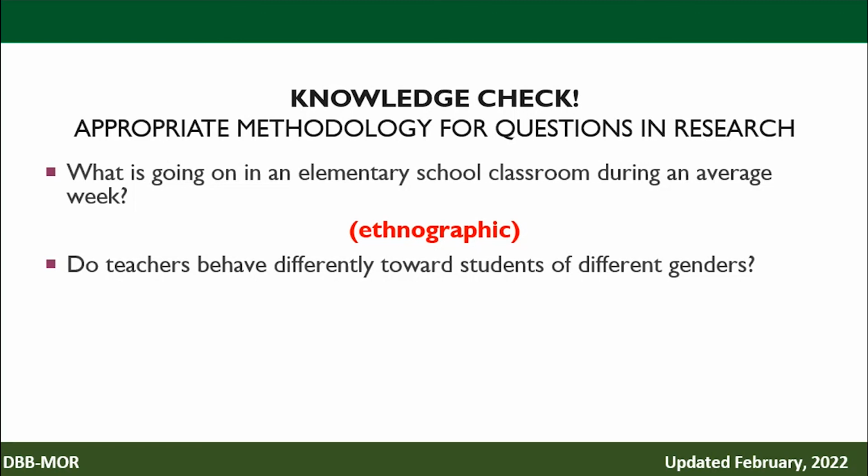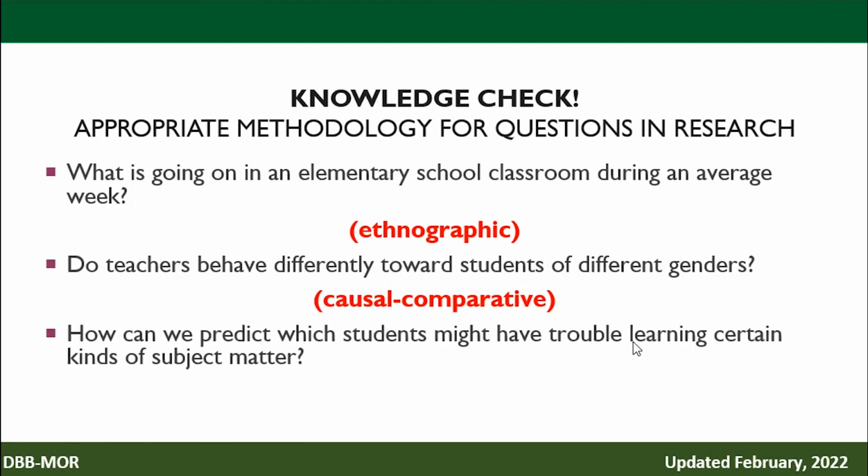Okay, let's see. The correct answer is causal comparative. Because obviously, they behave differently, so you will compare their behavior. How about this? Because you can also do a case study, but you will revise the question regarding that particular question. Then, how can we predict which students might have trouble learning certain kinds of subject matter?